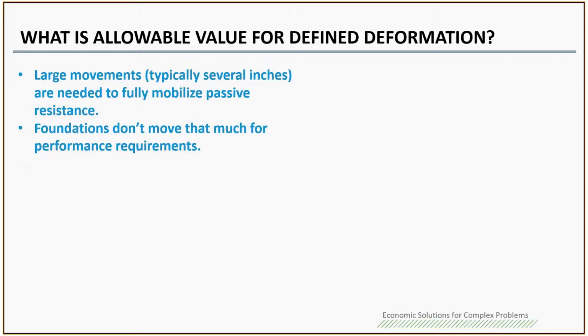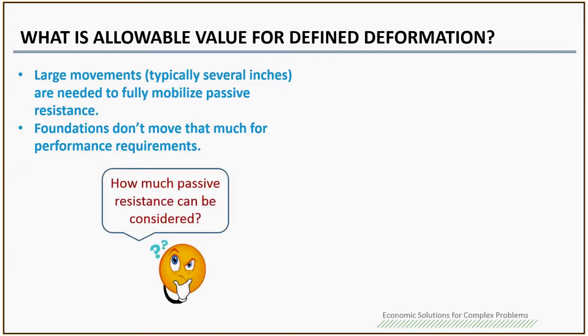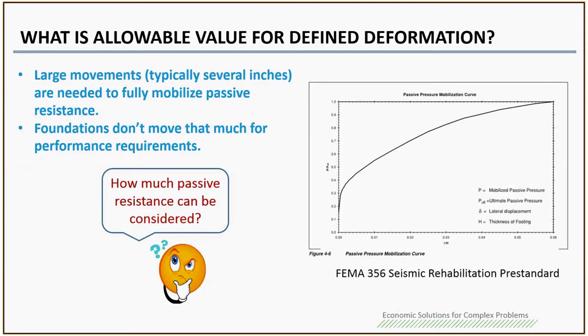Unfortunately, the commentary doesn't provide clear direction on how to do that. Certainly you can run some numeric soil-structure analysis to determine how much passive resistance is mobilized. Another good reference, I think, with a very simple approach you can use, is from the famous FEMA 356 seismic rehabilitation pre-standard. It basically provides a chart.